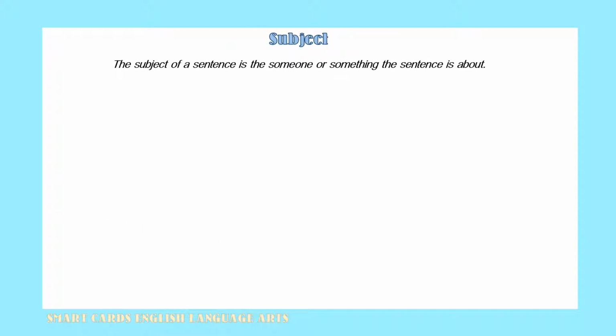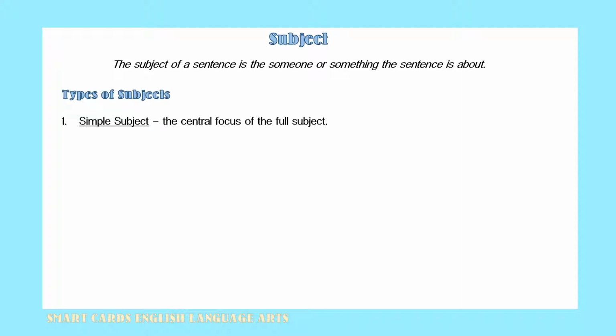The subject of a sentence is the someone or something the sentence is about. If the sentence is about someone, then the subject must be a person. If the sentence is about something, then the subject must be a place, thing, or idea. Here are the types of subjects.